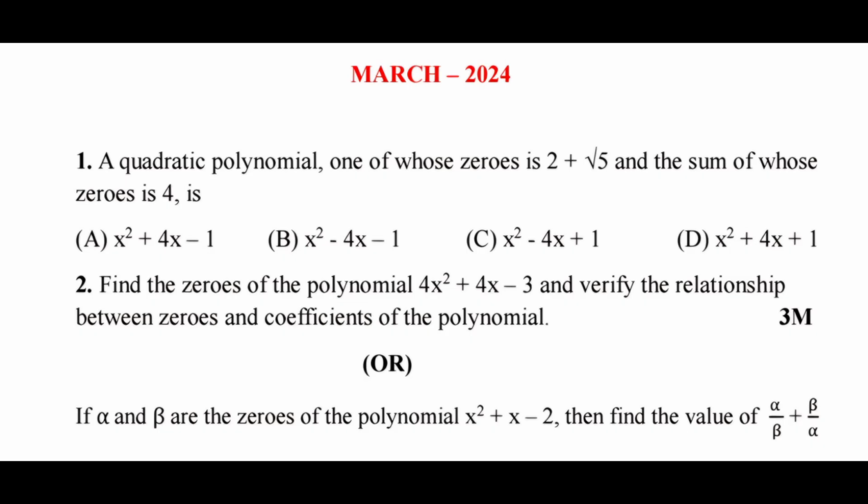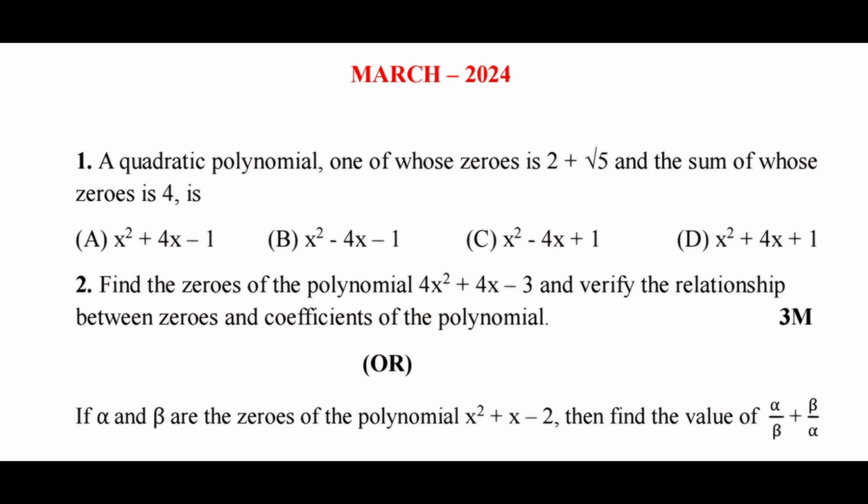So in March 23, you got 4 marks from this chapter, and in March 24 also 4 marks, 1 MCQ and 1 three-mark question. First MCQ: a quadratic polynomial whose zeros are 2 plus root 5 and sum of the zeros is given as 4. So one is alpha, the other one is beta. Alpha is equal to 2 plus root 5 is given. So the beta value you will get is 2 minus root 5.